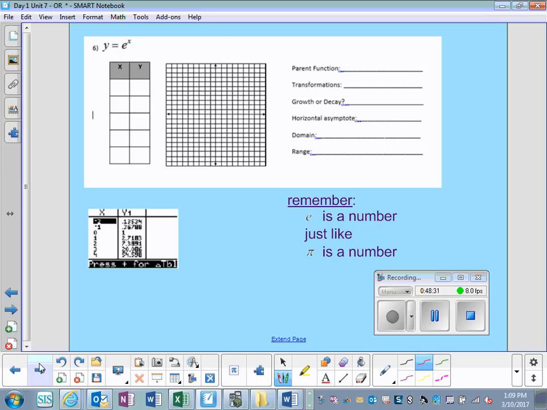Okay, so now let's grab this one. We already said this e is approximately 2.718. So what is the parent function? y equals e to the x. There's no transformation happening, right? This is the parent function. Growth or decay? We already said it. Growth.